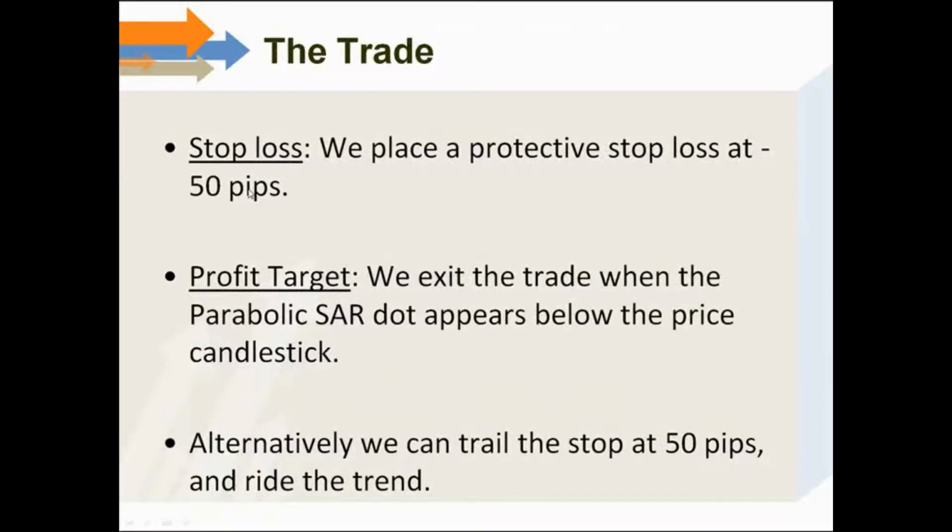Once we have those two conditions happen, we enter the trade, we set a stop loss at 50 pips, and we exit the trade when the parabolic SAR dot appears below the price candlestick. We'll give you some examples of this, so if it doesn't make sense just yet, it will in a minute. Alternatively, as an alternative exit strategy, instead of exiting when the SAR dot appears below the price, we can trail the stop at 50 pips and ride the trend.